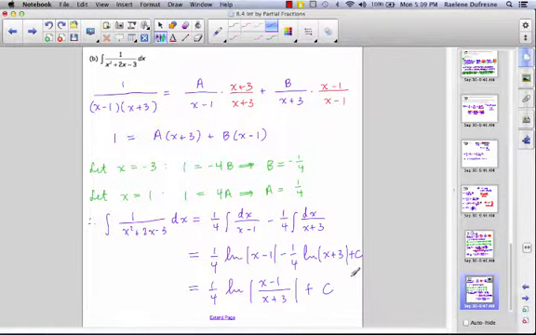So you should make sure to be able to check your answers by applying derivatives to the final answer to confirm the integrand, the function that we were taking the integral of in the first place.